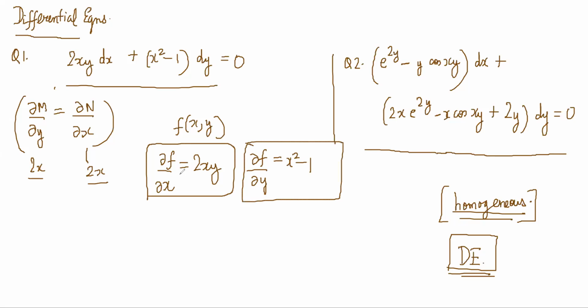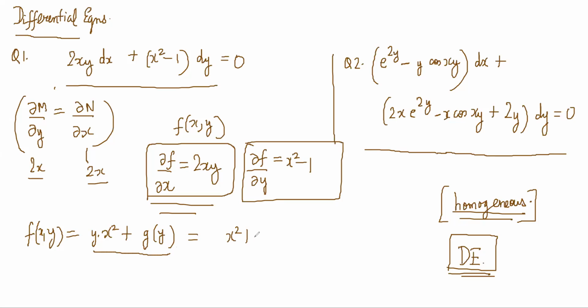So from here, integrating with respect to x, you will get f of xy equal to y into x square plus g of y, right? Correct. Now differentiating this with respect to y would be x square plus g dash y. Why am I differentiating with respect to y? Because dou f by dou y is N, right?